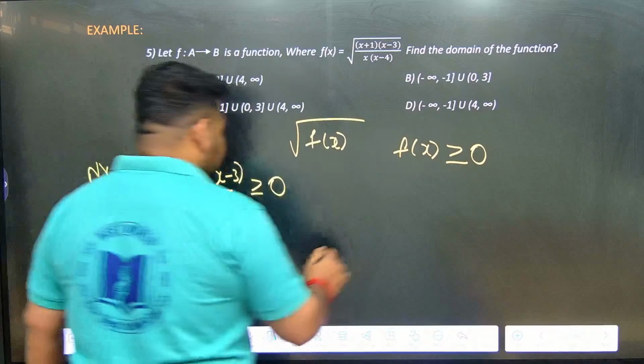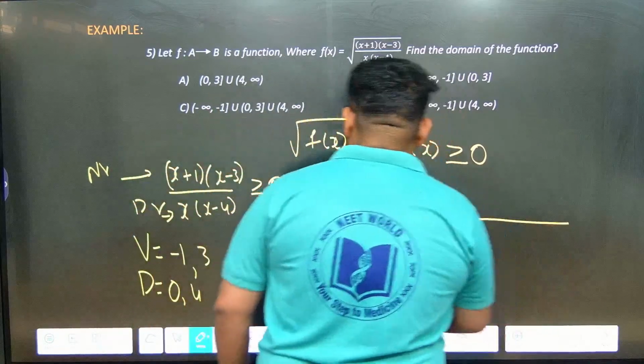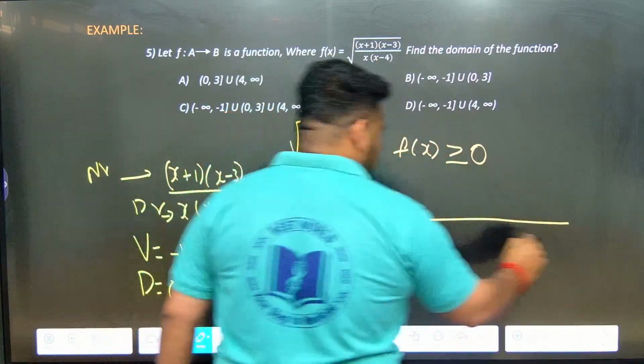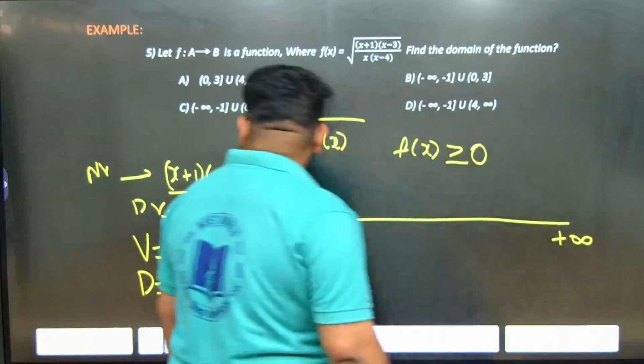Now let us use the wavy curve method. Let us apply it here. So this is minus infinity to plus infinity. This is the real line we will be using. So let us put these values here.